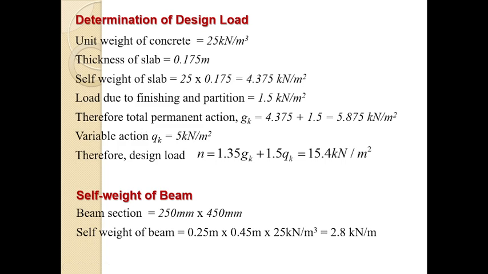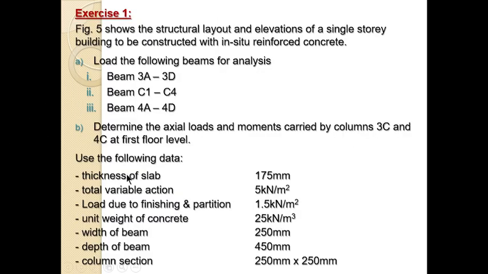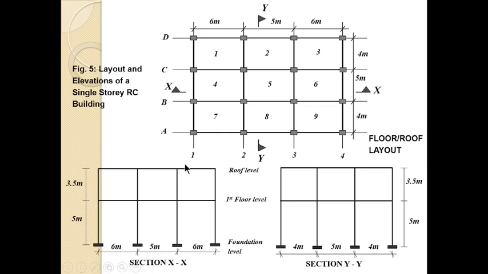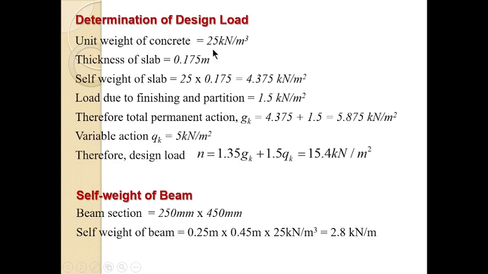The first thing to do is to determine the design load on the building slab. To determine the design load, we are going to make use of the information that we were given. What is the unit weight of concrete? We were told that the unit weight of concrete is 25 kN per meter cube. And what is the thickness of slab? The thickness of slab is 175 mm, which is 0.175 meter. The self-weight of the slab is the unit weight of concrete multiplied by the thickness, and that gives us 4.375 kN per meter square.